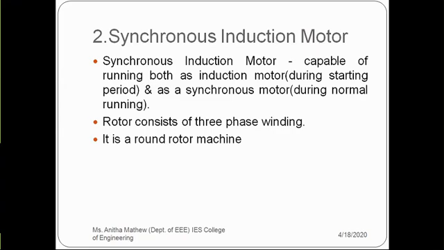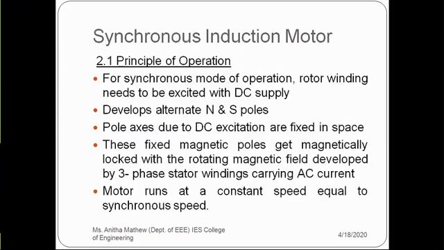This rotor consists of three-phase winding and is a round rotor type machine. The rotor consists of three-phase winding, but we are giving DC supply to this rotor. Here you can see the principle of operation. For synchronous mode, the rotor has to be excited by a DC supply. That is, the working principle is same as that.